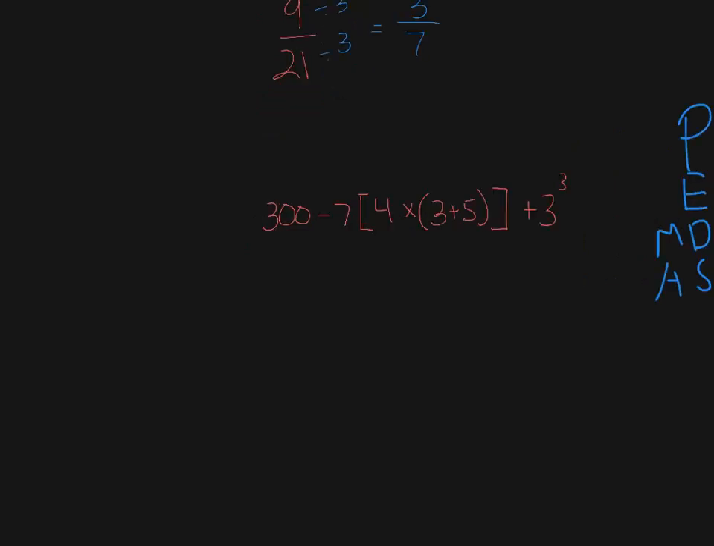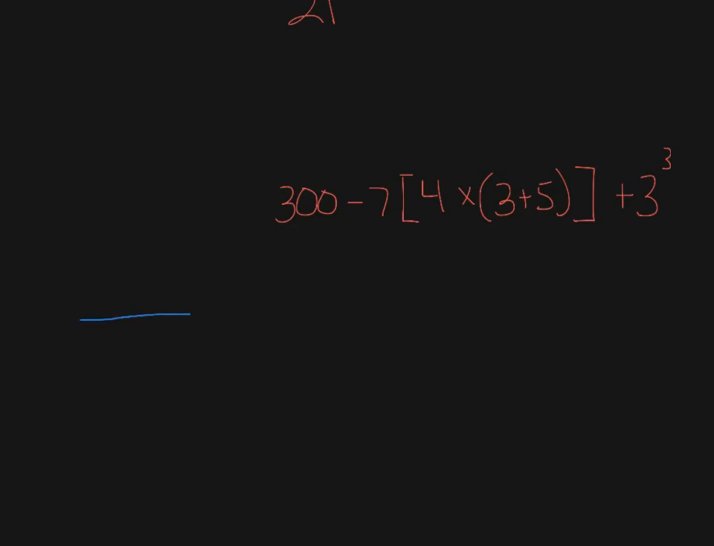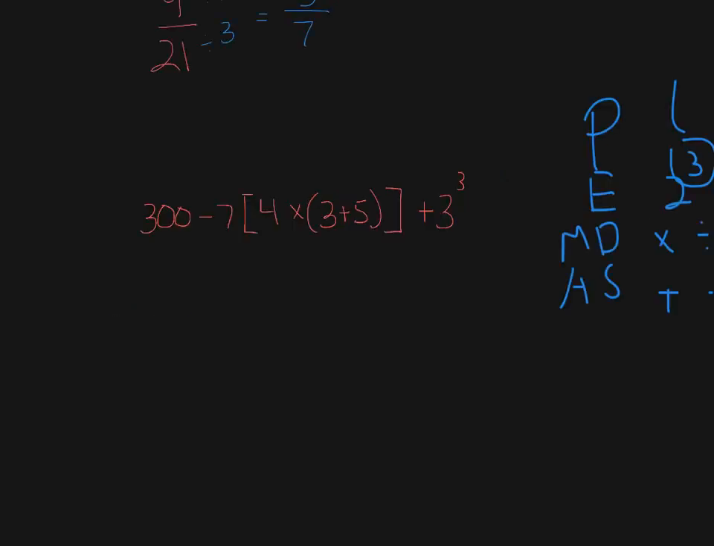So in this operation, we have to do the parentheses first. So there's the parentheses. And we know that 3 plus 5 is 8. So let's go rewrite this. We keep everything the same. 300 minus 7 brackets 4 times, and then we can write the number 8 and drop the parentheses now. And then plus 3 to the third power. So we did this part right here. The next one is the brackets.